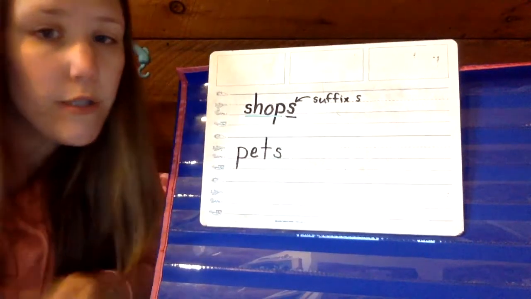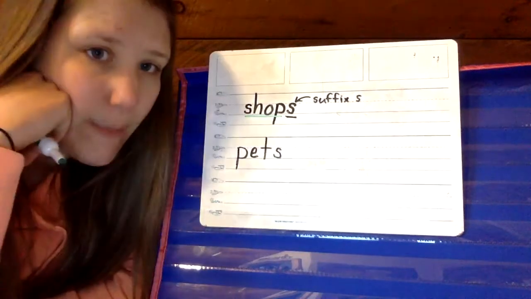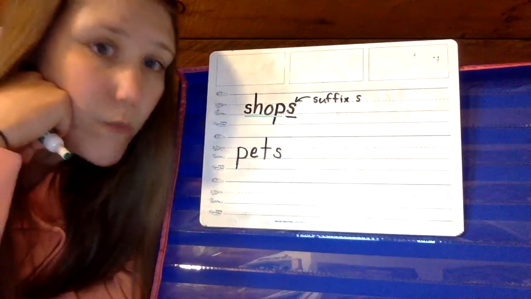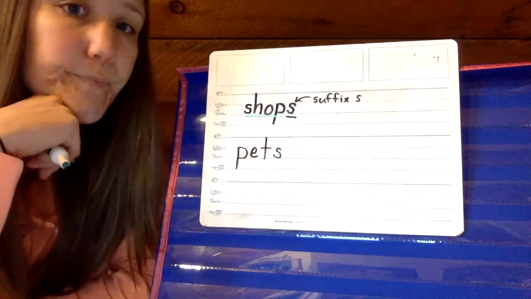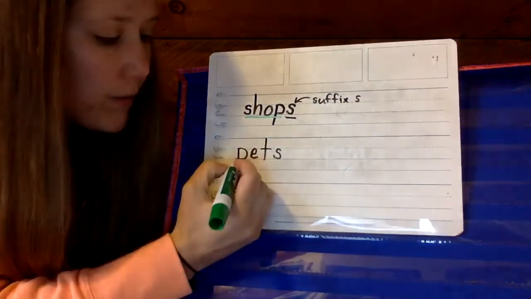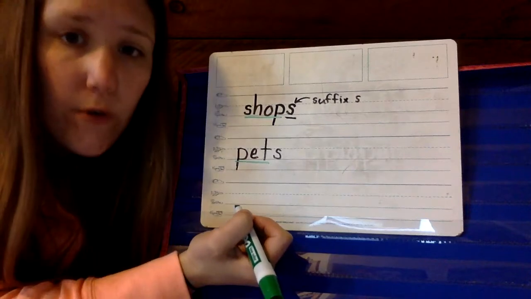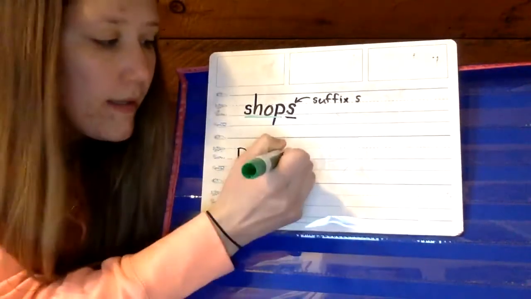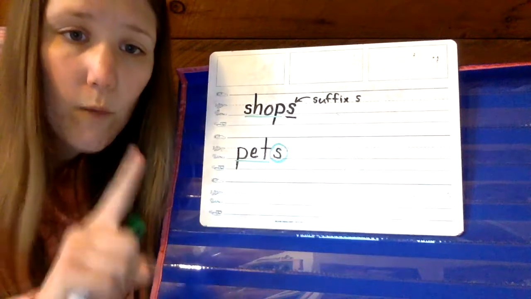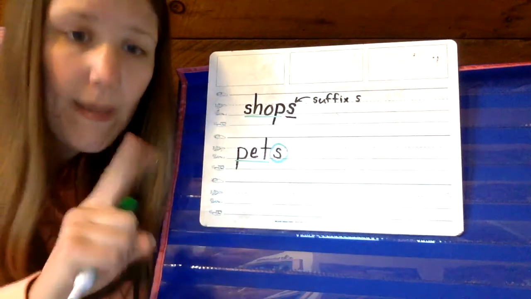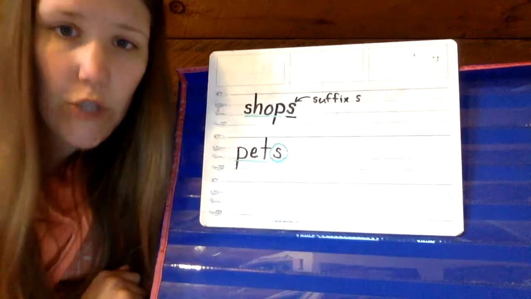Now what I want you to do is in the word pets, I want you to underline what the base word is. What was the word before we added the suffix S? Yeah, the word was pet. Now I'd like you to circle that suffix S. Circle that letter that changed the meaning from one pet to more than one pet. Pets. Good job.